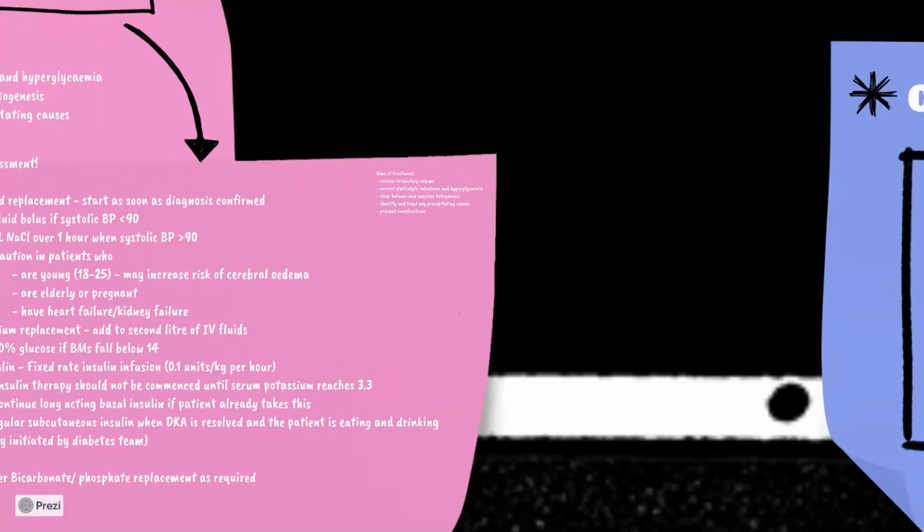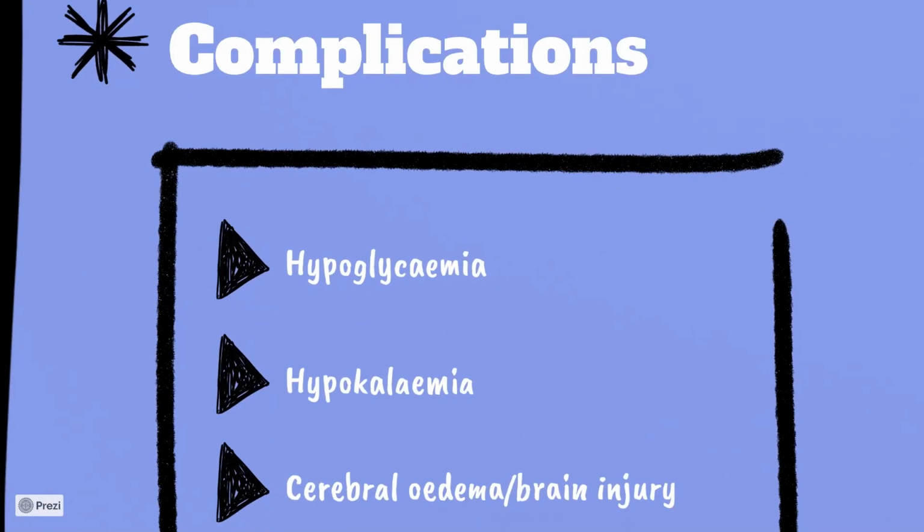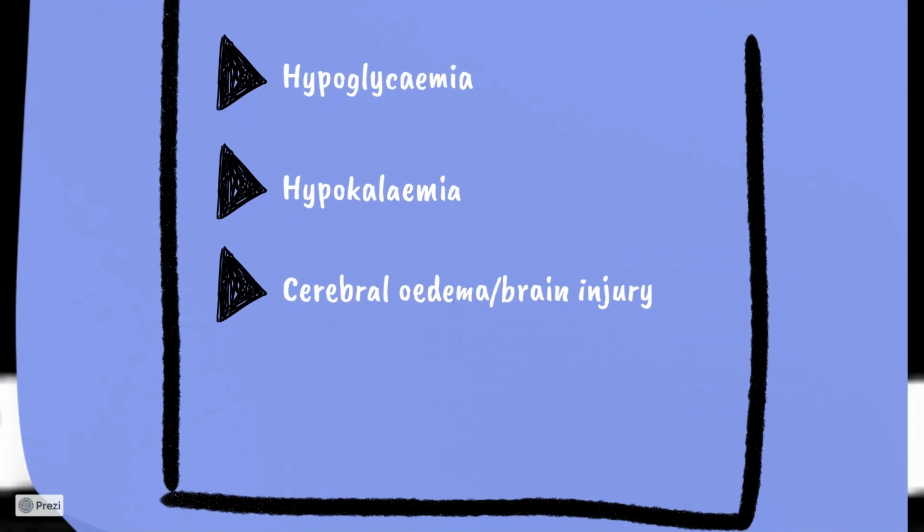Next, we will be talking about some of the complications associated with the management of DKA. Firstly, we have hypoglycemia. As we give insulin to these patients, we drive down their glucose levels. But if we were to give continued insulin, we would risk making them hypoglycemic. Because of this, when their glucose levels reach less than 14, we start them on supported bags of 10% dextrose alongside their normal fluid resuscitation to make sure they don't have a hypo.